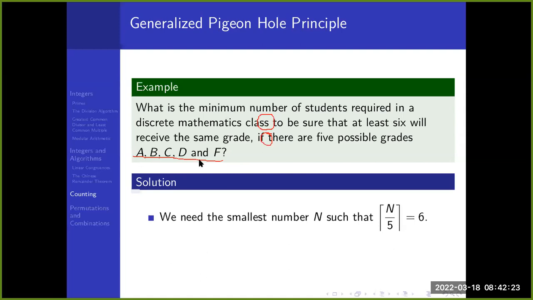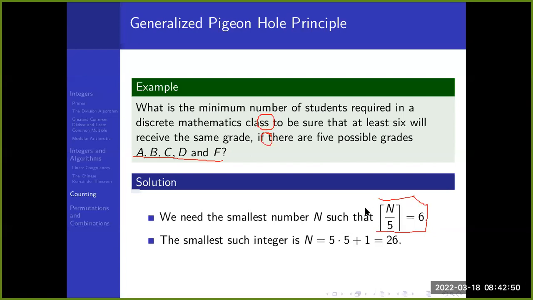So we have 5 boxes, and we need the number of objects n, which we don't know what it is. So we make that substitution: the ceiling of n over 5 should be equal to 6. We want at least 6 students receiving the same grade, right? So this is what we want to achieve.